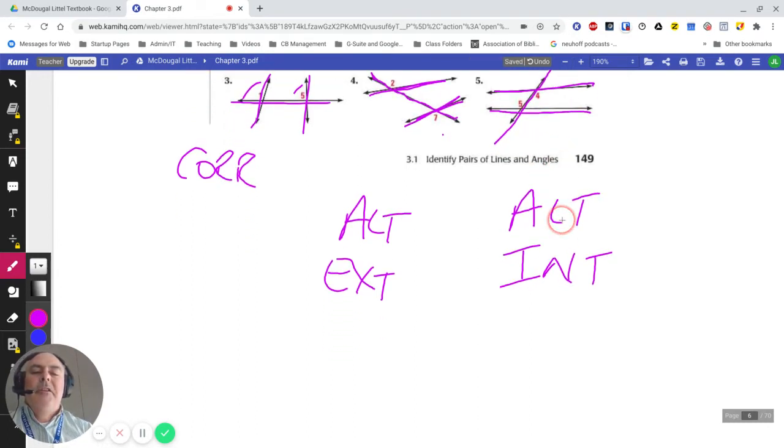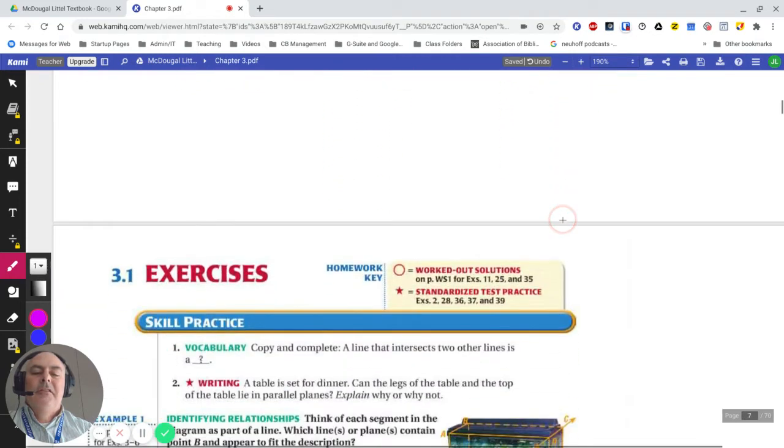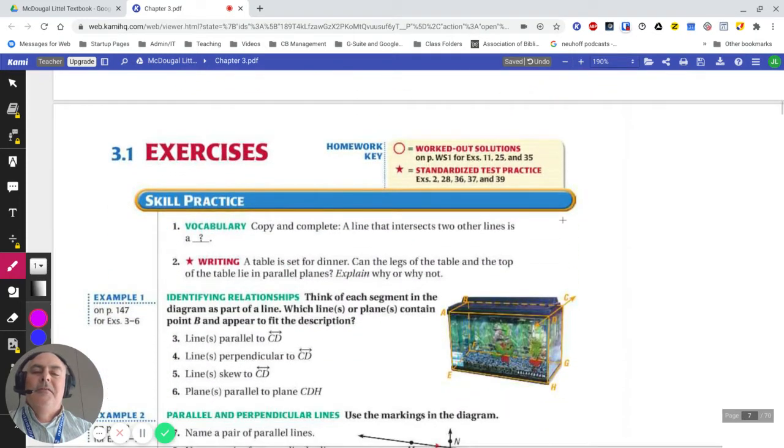We can see how we use our two lines and our transversal to then define what we consider the angles to be. And in the next lesson, we're going to begin to see what some of the relationships are between those angles.